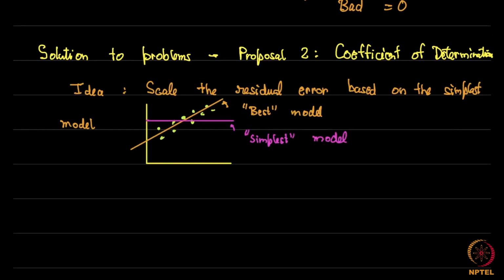What do I mean by the simplest model? The simplest model says y hat is a constant, that is, regardless of what the temperature, what the location is, the temperature is the same, and the temperature is going to be the mean, that is y bar. Okay, so I hope this is clear.